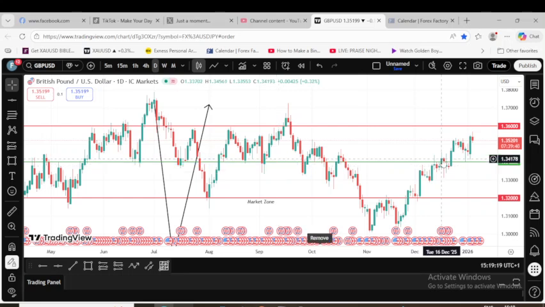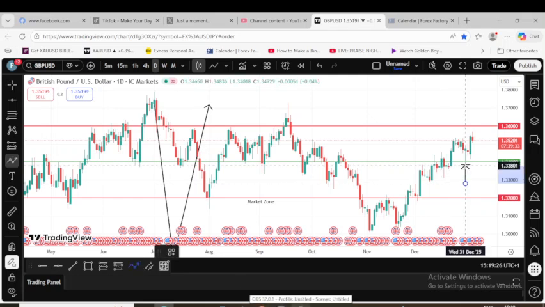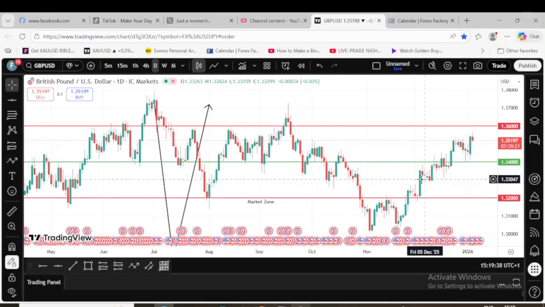And then this would now be, you can see that at this specific point here, price responds quite well to the market zone. So yeah, that's basically it.